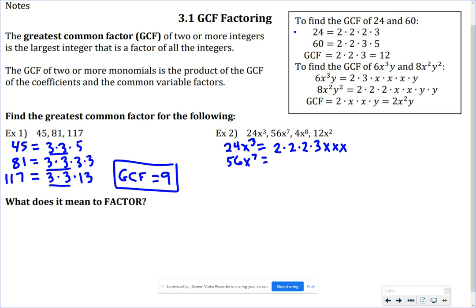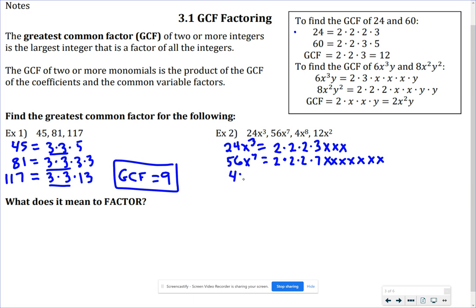56x to the 7th. Okay, well, I'm going to do this one really fast. 56 is 8 times 7, and 8 is 2 times 2 times 2. Or you can use the factor chart, right? You can go off to the side somewhere and do a factor chart. 2 and 28, and then keep going. And the x to the 7th, 1, 2, 3, 4, 5, 6, 7. That's x to the 7th, product of 7 x's.